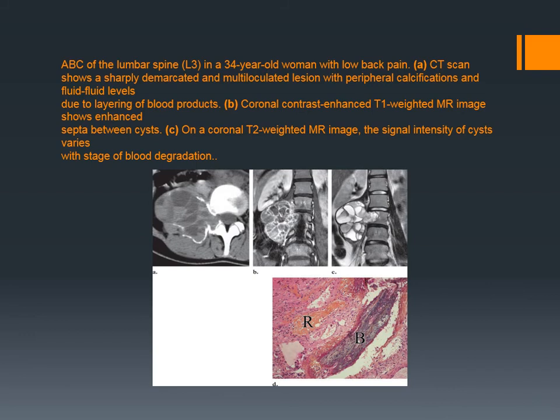Enhance it. There is no soft tissue component. There is no mass or nodules, just septa that are enhanced, indicating most likely it will be an ABC. Okay. So look for a soft tissue component for a pre-existing lesion, because you might need to treat the pre-existing lesion rather than the ABC itself.